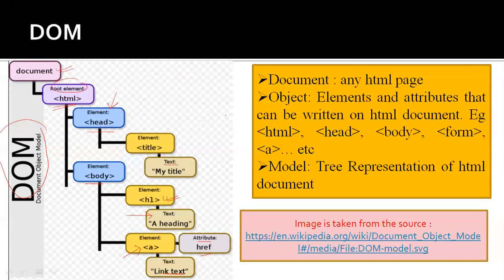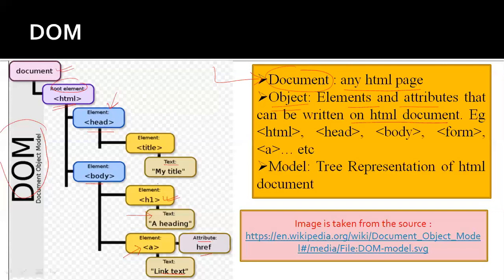In document object model, document stands for any HTML page that we write, or any HTML file can be treated as a document. And object here refers to the elements and attributes that can be written in the HTML document.